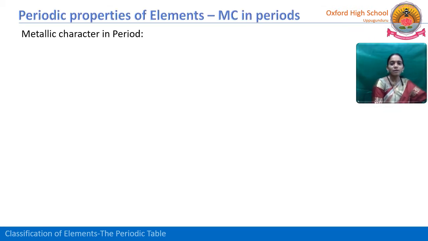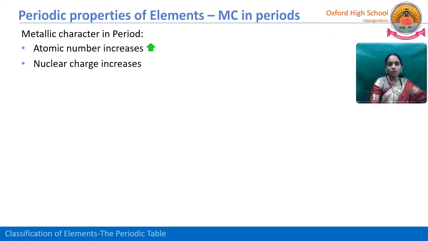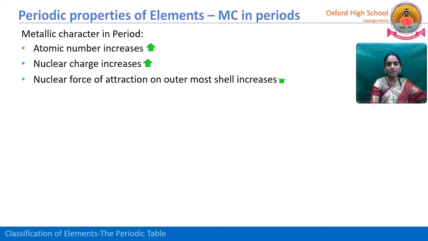Let us see how the metallic character is trending in a period. We know that atomic number increases in a period. Nuclear charge increases as the number of protons increases in the nucleus. Nuclear force of attraction towards the outermost shell increases. Atomic size decreases. Nuclear force of attraction increases means the size of the atom decreases.